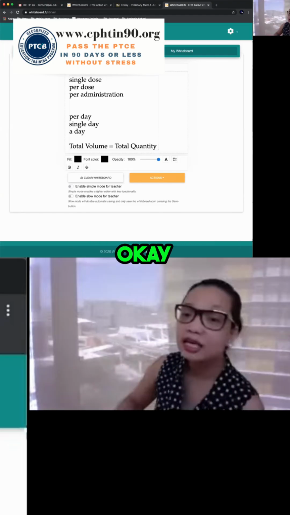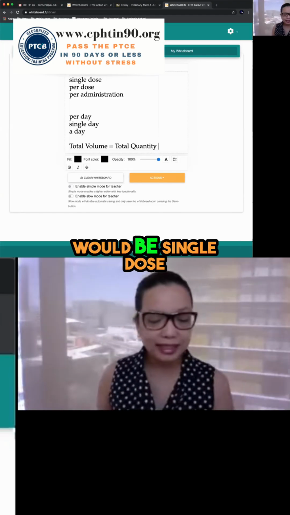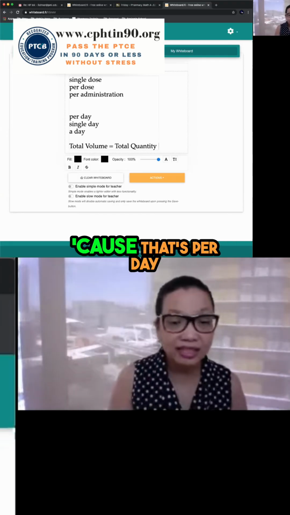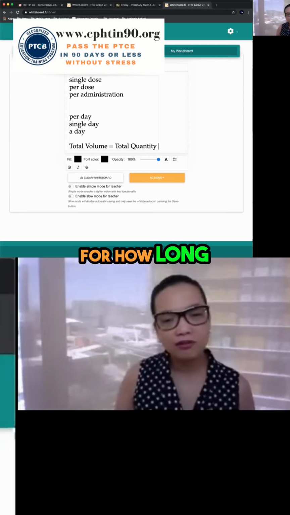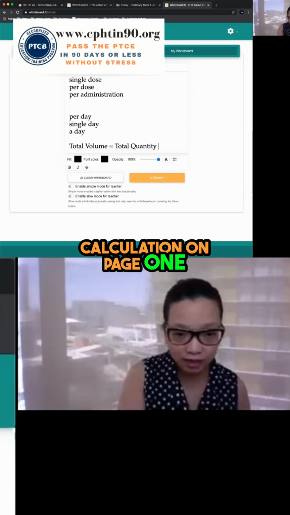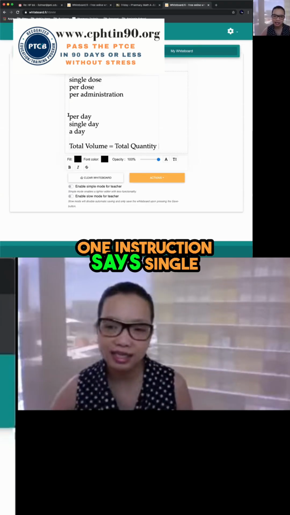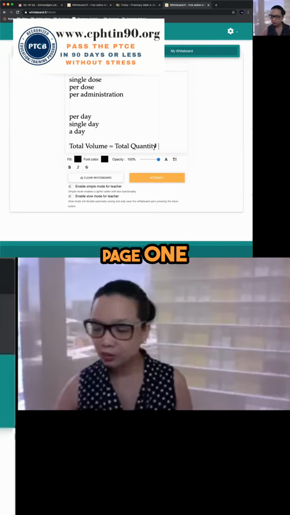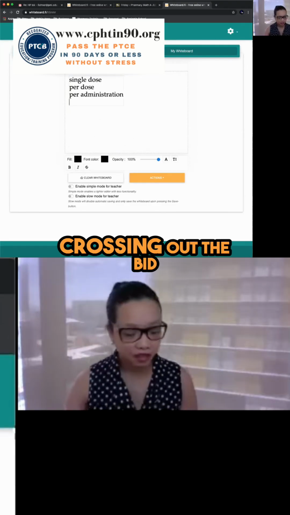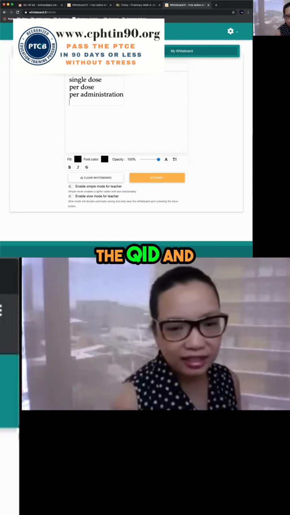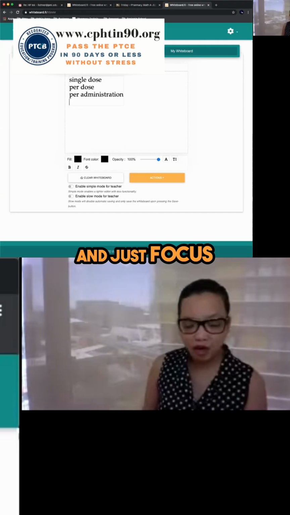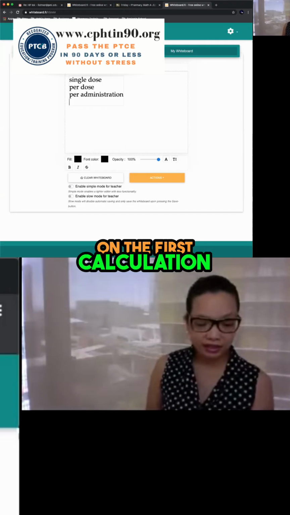Is that clear? Okay, go back to first page. First page would be single dose. So the BID, the TID, the QID doesn't matter because that's per day. And then for how long? For 10 days, for 30 days, they don't matter too in the calculation on page 1, because page 1 instruction says single dose. Is that correct? So you might want to start crossing out the BID, the TID, the QID, the 10 days, the 30 days, the 7 days, okay? And just focus on the first calculation.